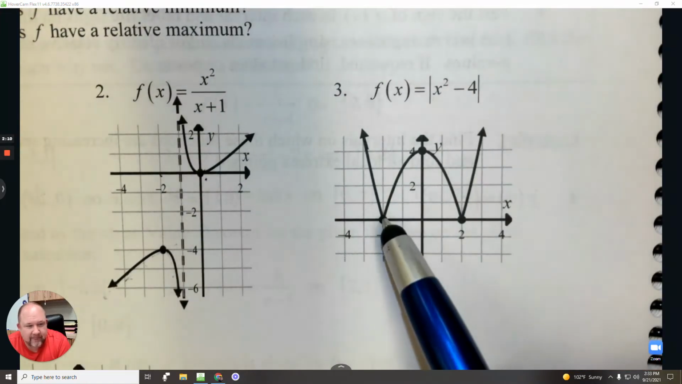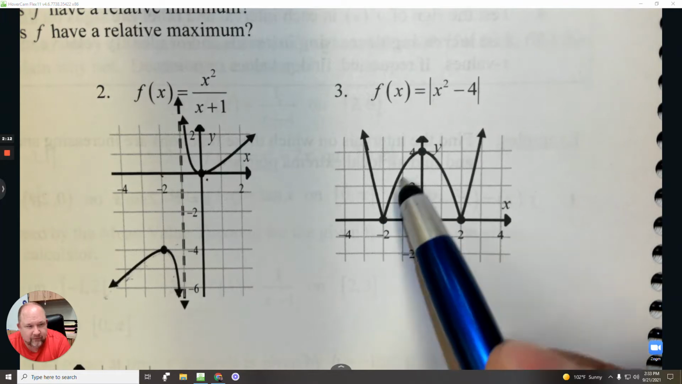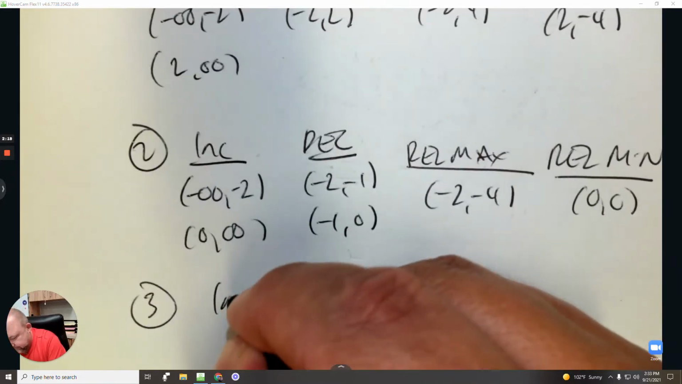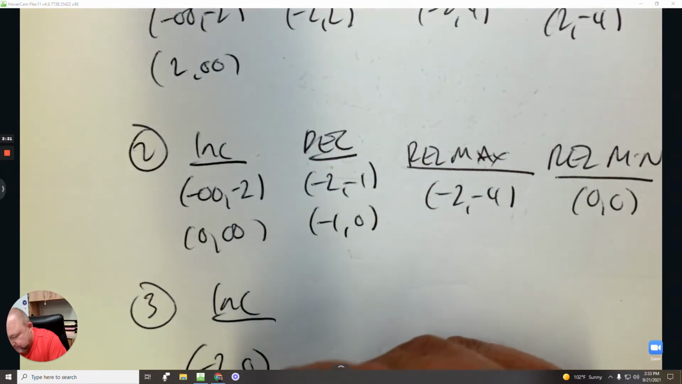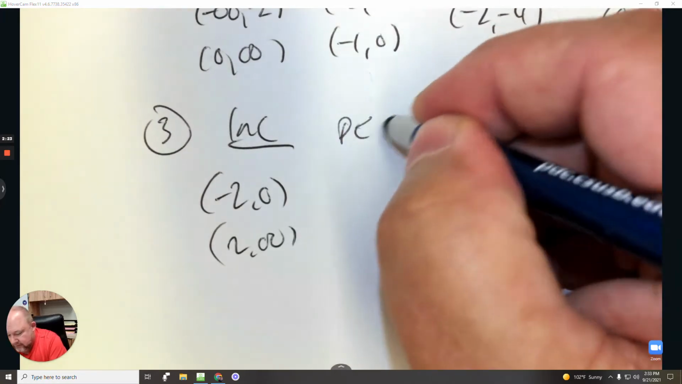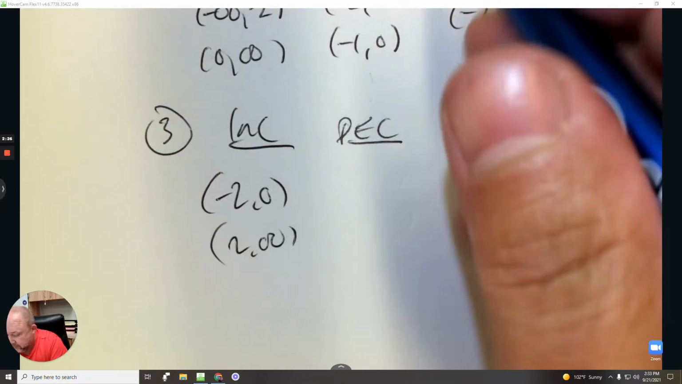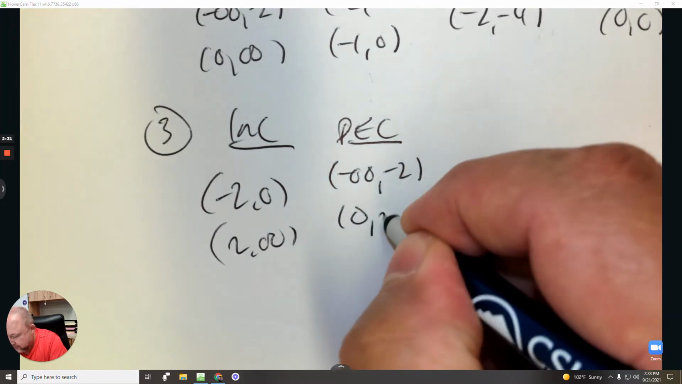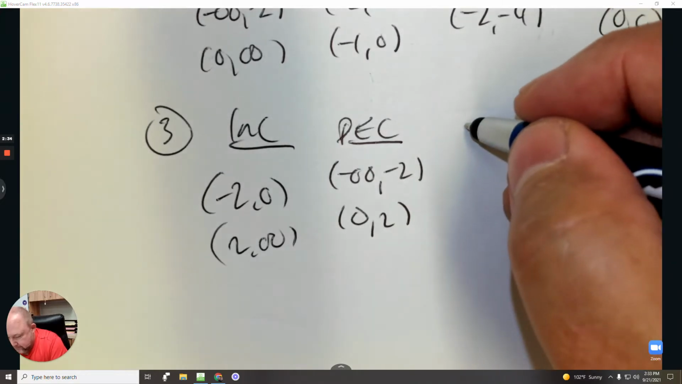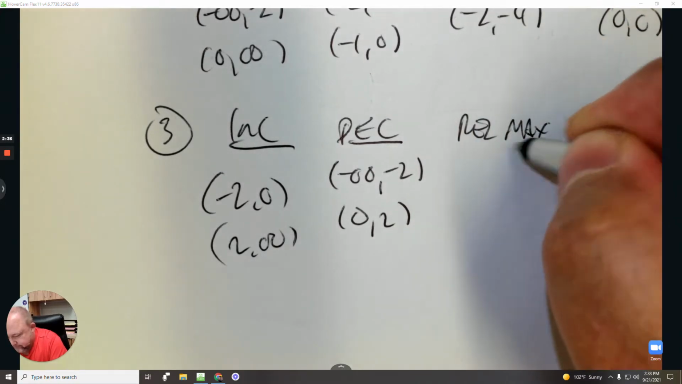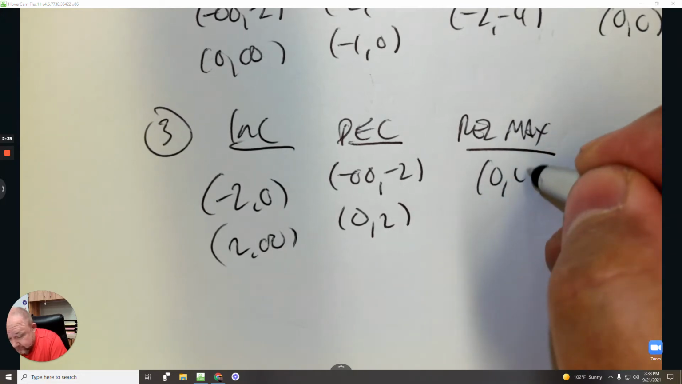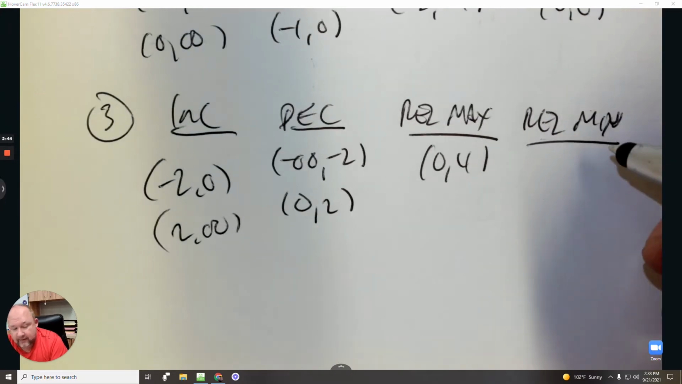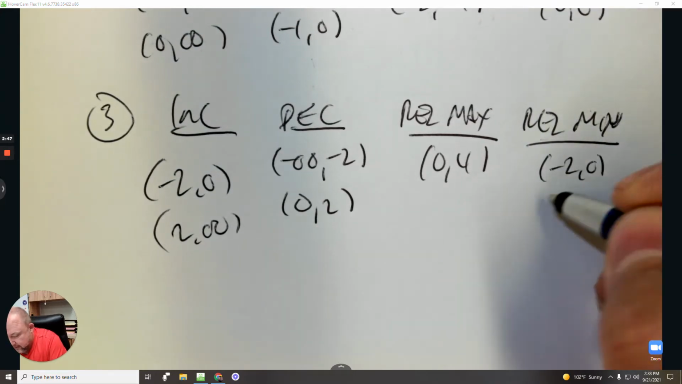In number 3, it increases from negative 2 to 0, and it increases from 2 to infinity. It decreases on the other intervals, so it decreases from negative infinity up to negative 2, and decreases from 0 to 2. The maximum is at 0, 4, and there are 2 minimums, and that's at negative 2, 0 and positive 2, 0.